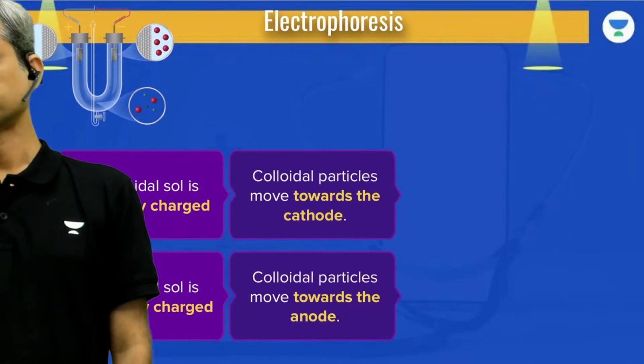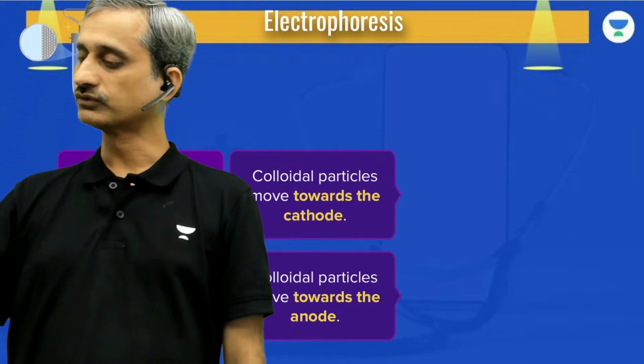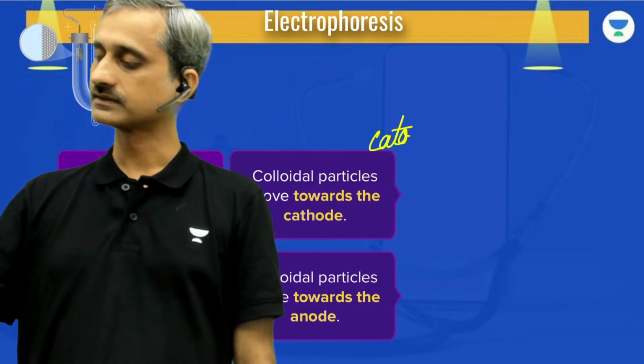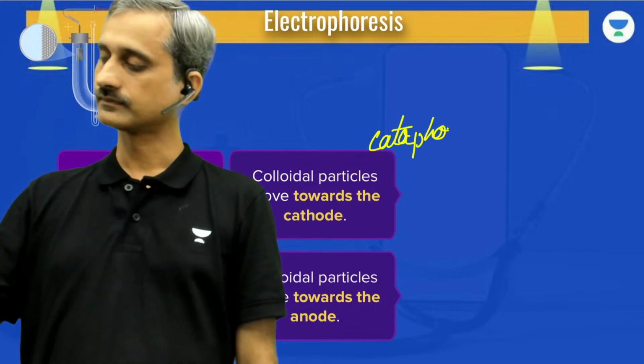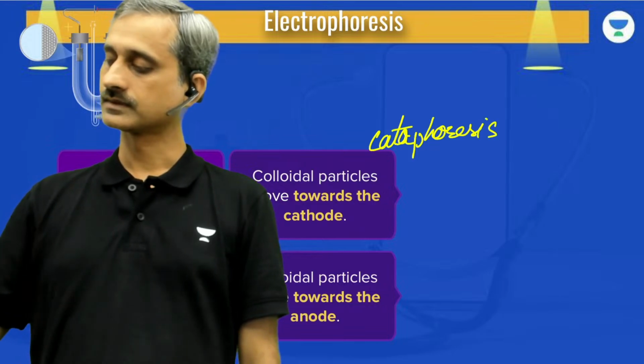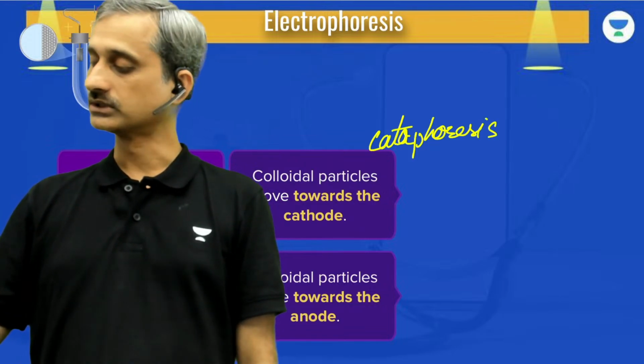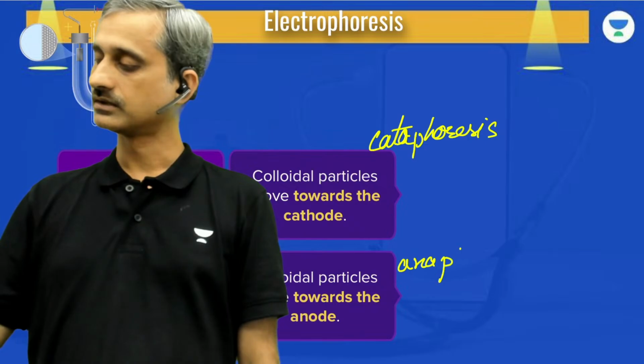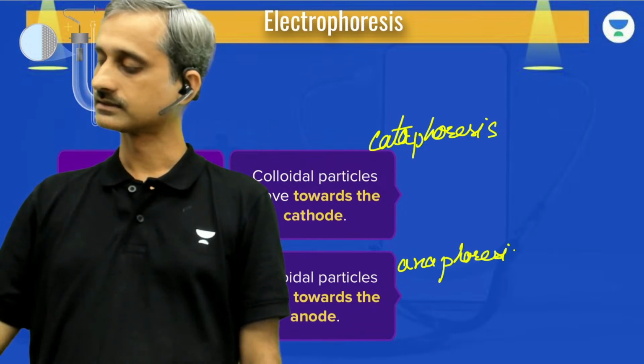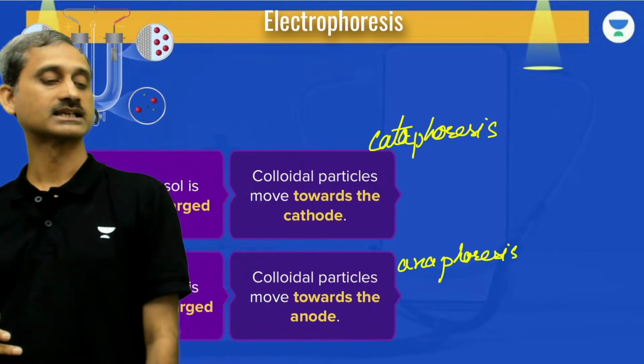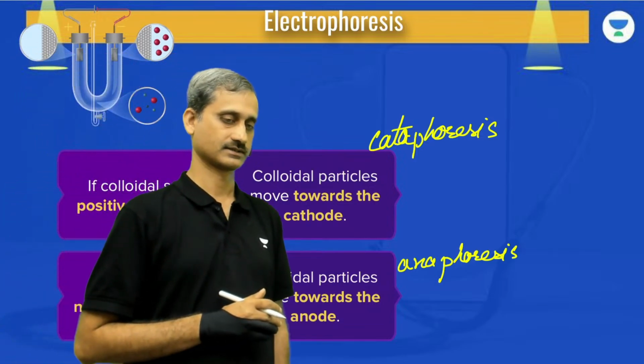Is this clear? So when colloidal particles move towards the cathode, it's called cataphoresis, and when colloidal particles move towards the anode, it's called anaphoresis. Together it is termed as electrophoresis.